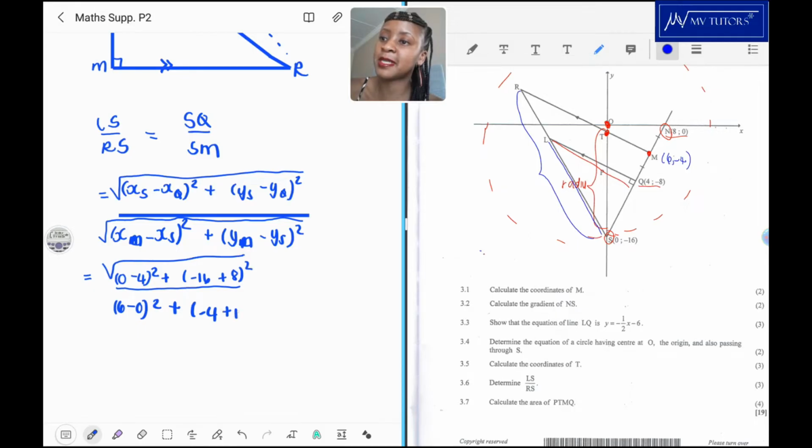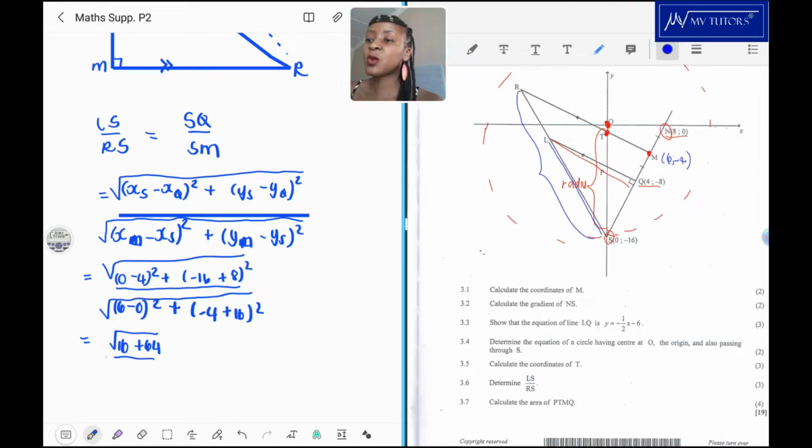So it'll be plus 16 squared. And all of that is under the square root. Okay, so minus 4 squared, that's 16. And then minus 16 plus 8, that is negative 8. 8 squared is 64. Then we have 6 squared, that's 36. And then we have minus 4 plus 16, that's actually 12. 12 squared, that's 144.